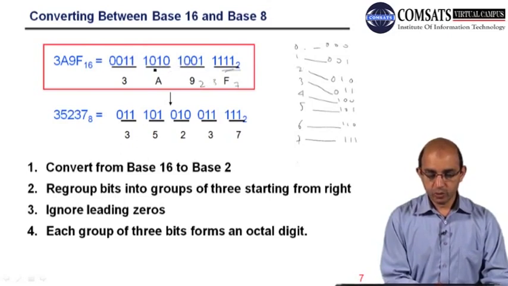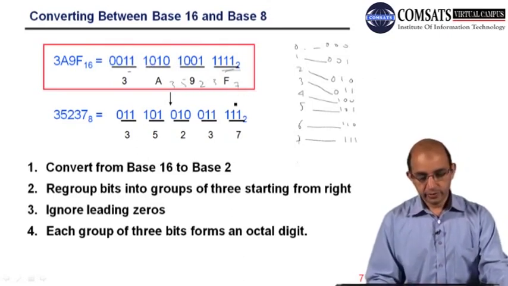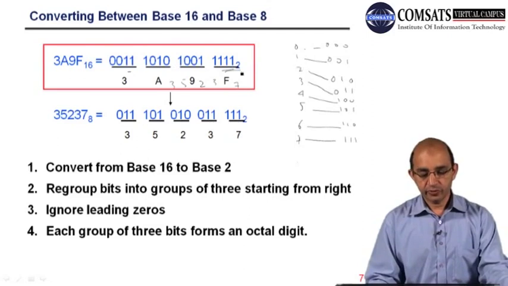And this is 101, 5, and here we have 11, 3. So 35237. So how did we manage to get this?